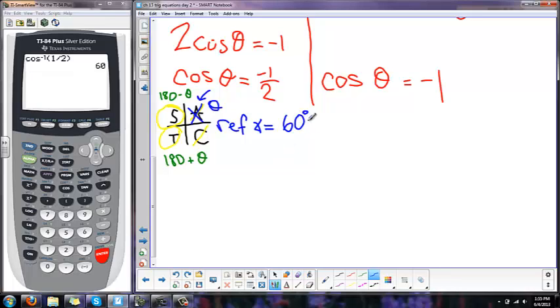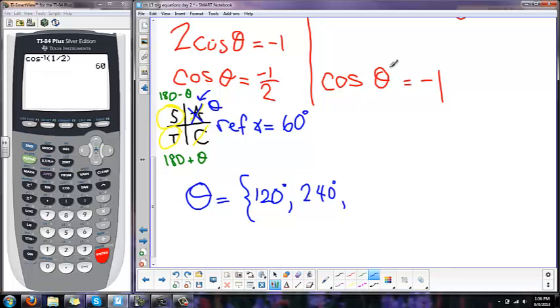Now, 60 degrees is not one of our answers. It's just the reference angle. It is what we use to figure out the two answers that we are going to count. So theta is equal to 180 minus 60, which gives me 120 degrees, and 180 plus 60, which gives me 240 degrees. So those are the two answers that I'm going to have from my first answer over here.